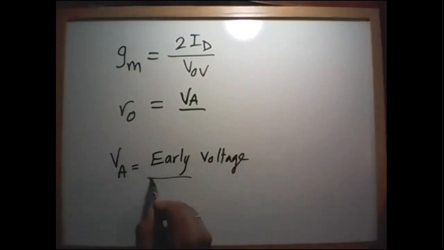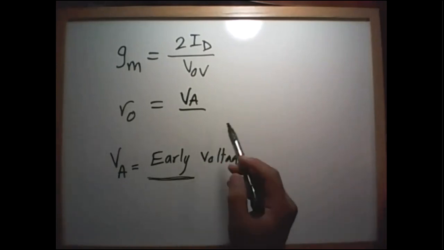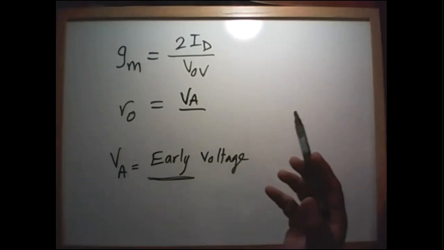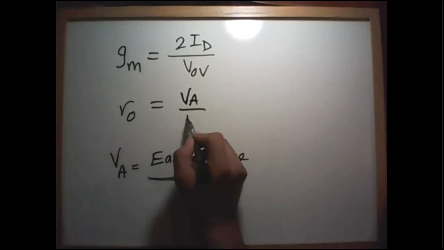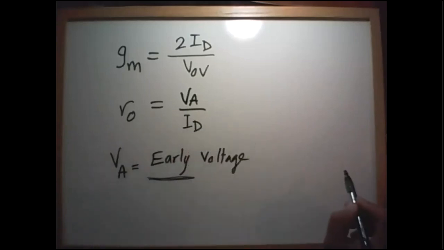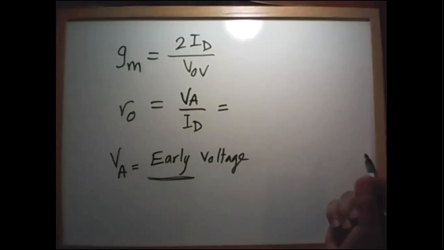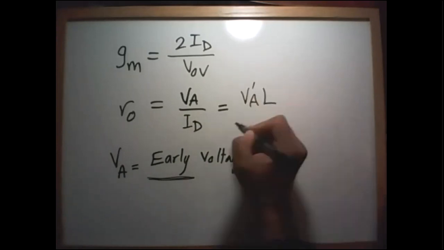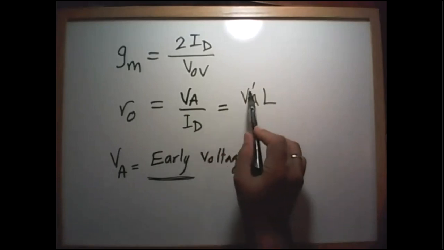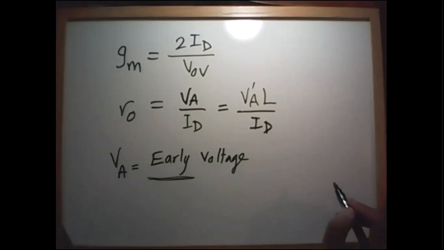And Early is the name of a person; it's not an adjective. According to the one who discovered this voltage, we call it the early voltage. So ro is VA over ID. And if you know the early voltage per micrometer, which is called VA prime, we have to multiply it by L to get VA. So ro is VA prime times L divided by ID.